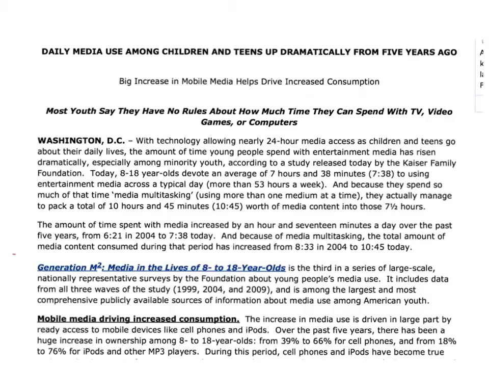Let's look at another example. Here you have an article, and in this article it's talking about the amount of time that kids from the ages of 8 to 18 spend on a computer. According to this article, in the year 2004, the average amount of time was 6 hours and 21 minutes, whereas today the average amount of time is 7 hours and 38 minutes. So obviously there was an increase, and if you read closely, it tells you that there was an increase of 1 hour and 17 minutes.